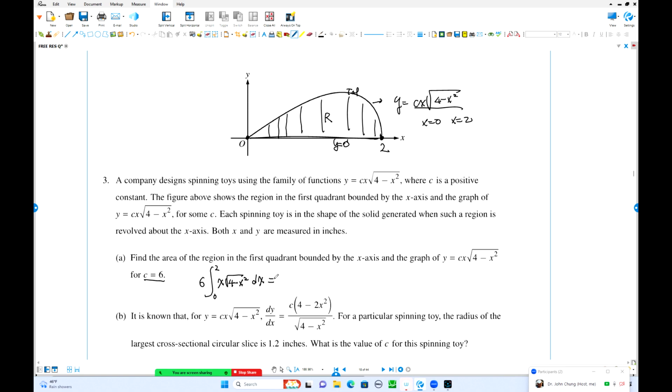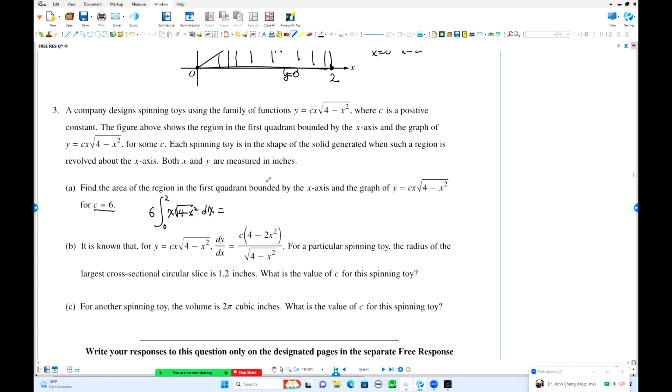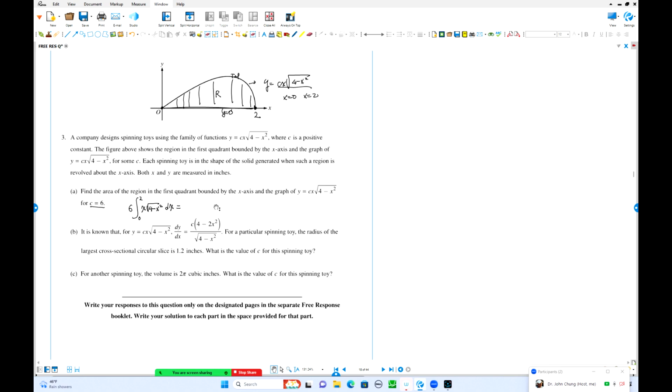We're going to find this without using a calculator. So I think we need a little space there. I'm going to make it small. I better use this space up there. Okay, that's the first one. Take the integral of this one from 0 to 2 of x times the square root of 4 minus x squared dx.